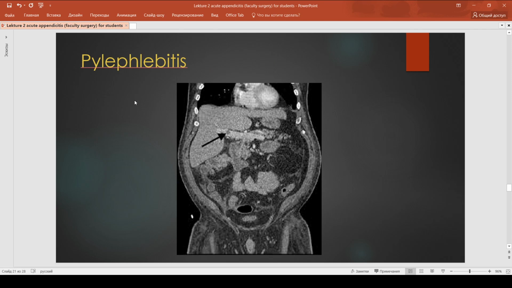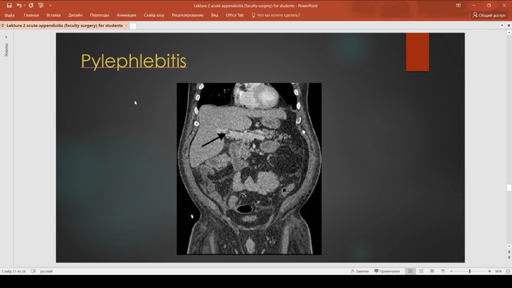And pylephlebitis. What is shown by this arrow? It's a blood clot in the portal vein. So it's septic thrombosis of the portal vein or its branches, a complication of intra-abdominal sepsis due to perforated appendicitis, diverticulitis, or necrotizing pancreatitis.